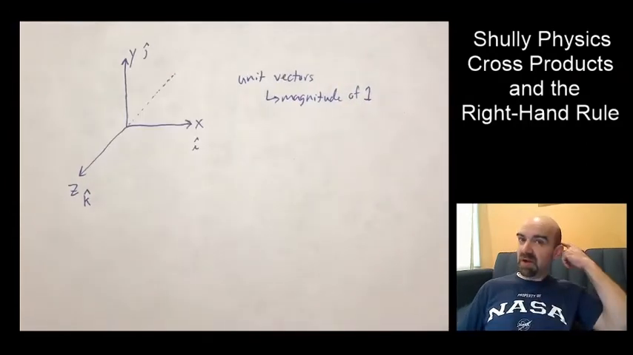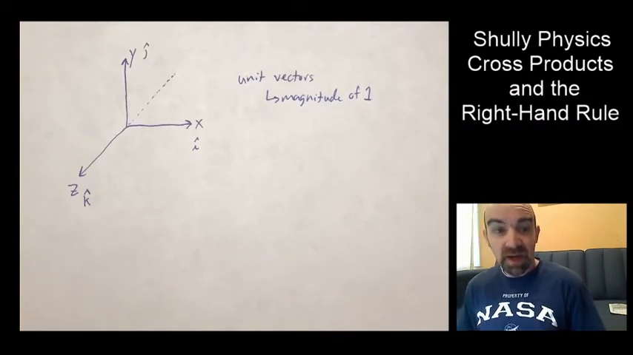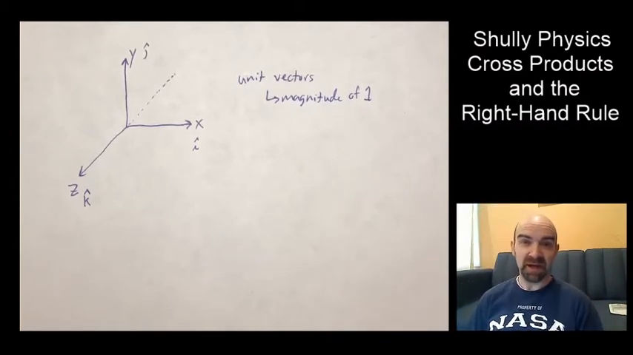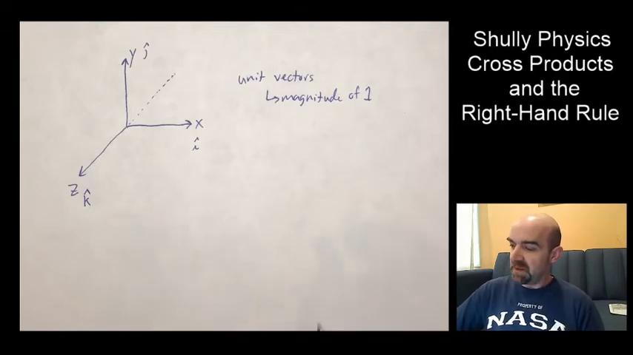So I has a magnitude of 1, so if you multiply anything by I, that number is still itself. It just now has a direction in the x direction. And that's what it would mean.